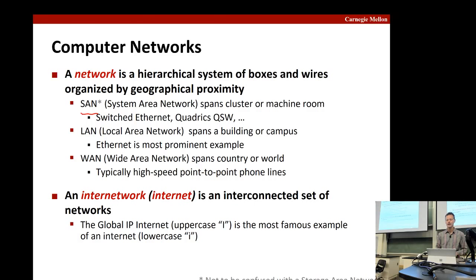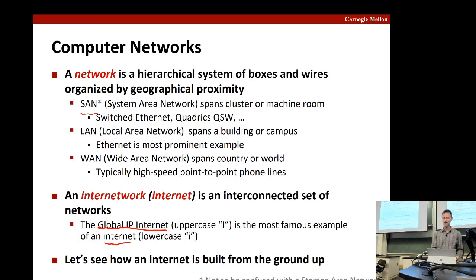Okay. And then there's the notion of an internet network, or internet for short, which is just an interconnected set of these networks. In this course, we want to make the distinction between the lowercase i internet, which is just the generic term for any network that connects up, say, multiple LANs and so forth, and the internet that we're all so familiar with, with a capital I in this course, the global IP internet.